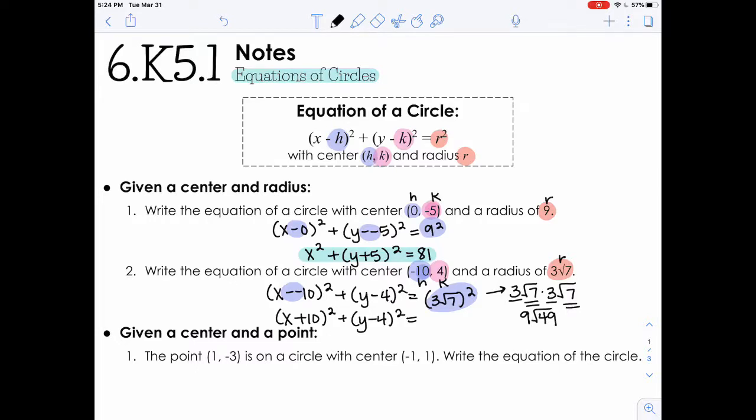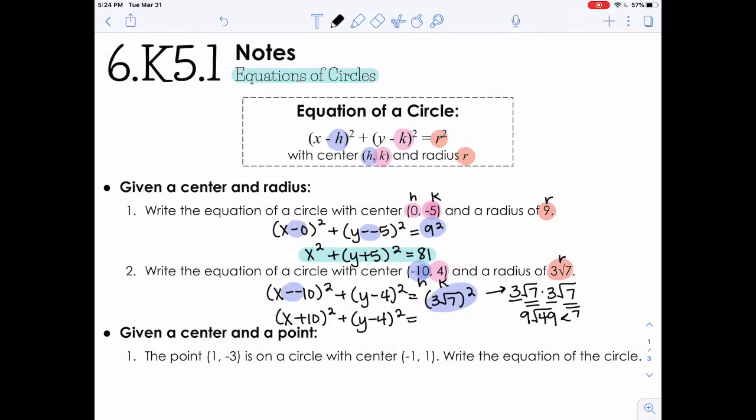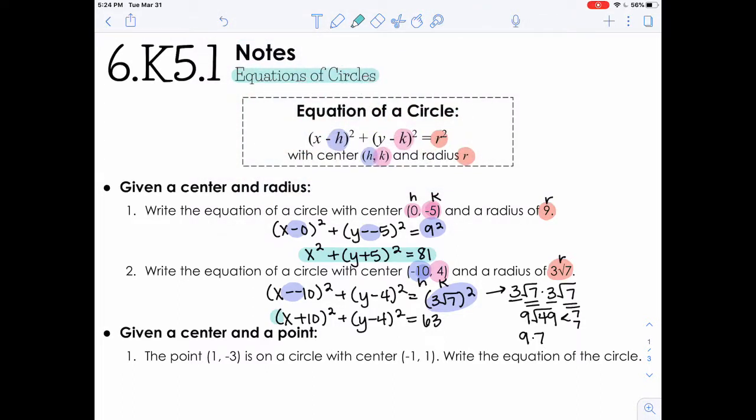So if we use our jail method, sorry about that. 7 and 7 are two factors of 49, and they would both come out. So we're left with 9 times 7, which is 63. So our final answer here is going to be x plus 10 squared plus y minus 4 squared equals 63. Again, if we were to type that in Desmos, we would get the circle that we were looking for.